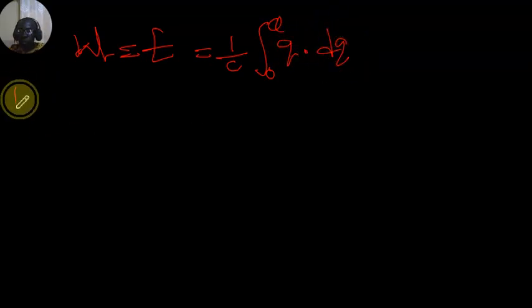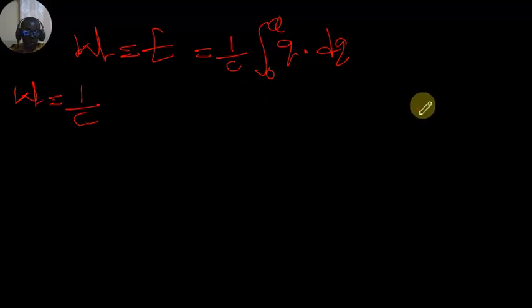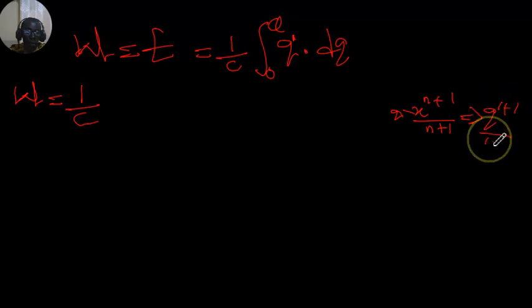Now here we have the work done, which is the same thing as energy, equal to 1 over C times the integral of charge Q. If you want to integrate, note that for an integral you have x raised to the power n plus 1, over n plus 1. Here x represents your Q, and n represents the power that you have. This is like Q raised to the power 1, so n becomes 1. So here you have Q to the power 1 plus 1 over 1 plus 1.